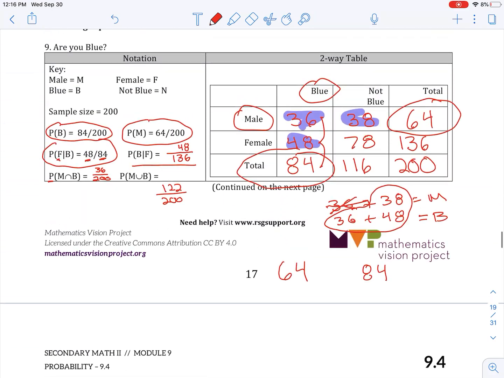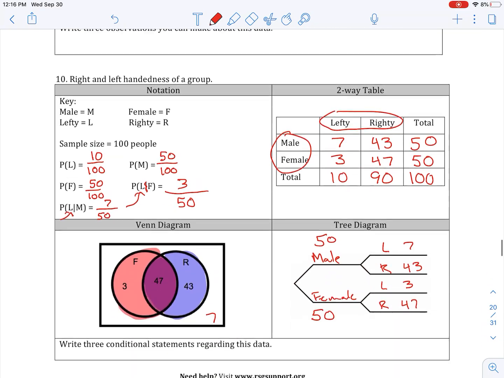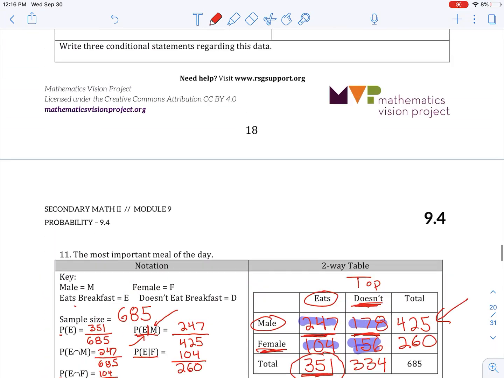Hopefully those 3 made sense. You're going to have one just like that to do on your own tomorrow. If you have any questions about these, come with those questions.